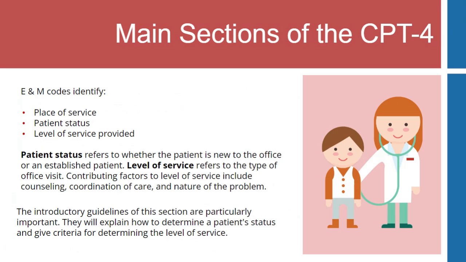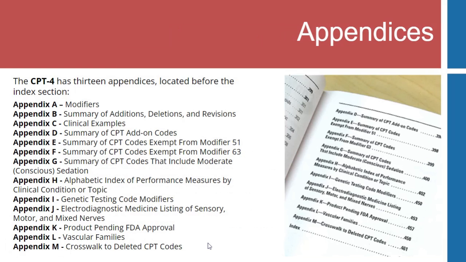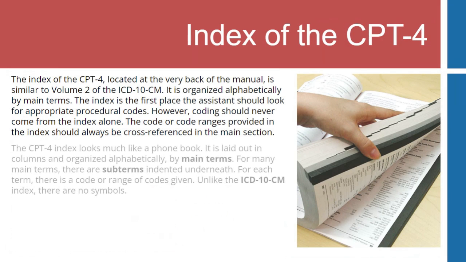So the place of service, of course, is self-explanatory: where it happened. The patient status is whether they are a new or an established patient. Once a patient has been seen before, they are considered established. And then the level of service, as I mentioned earlier, is what all went into the visit, like how complex or how easy the visit was. All right, so the CPT4 has 13 appendices. As you can see here, we're not going to get into all of those. Again, if you're getting into coding, you'll get into all of these things that we'll see here.